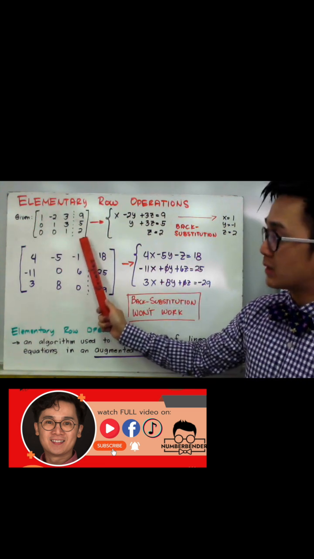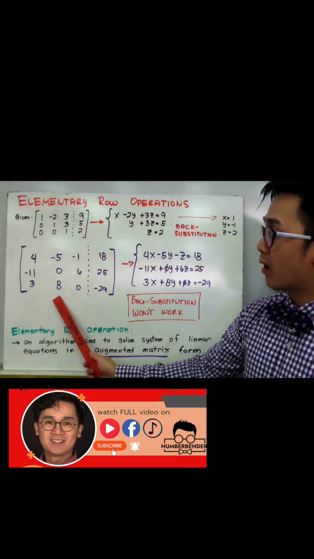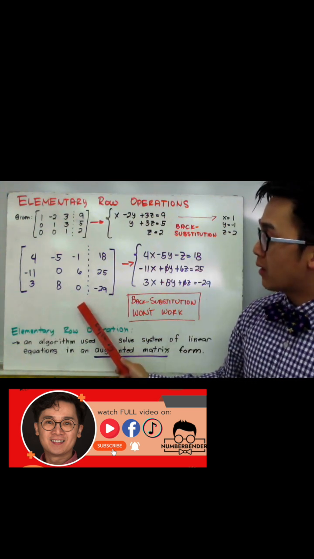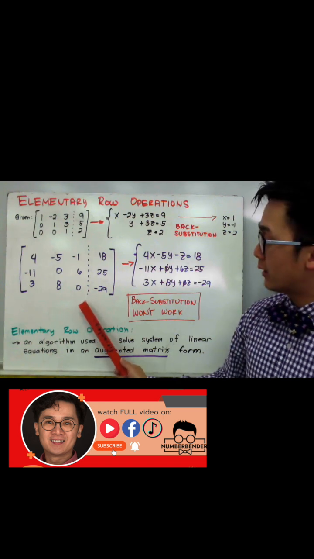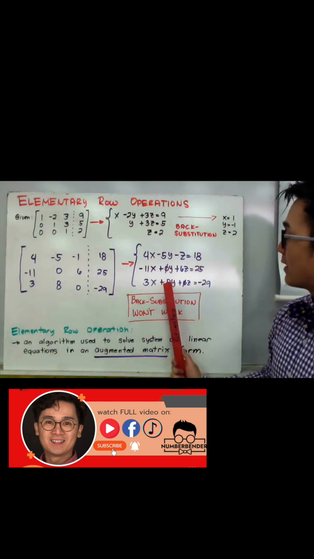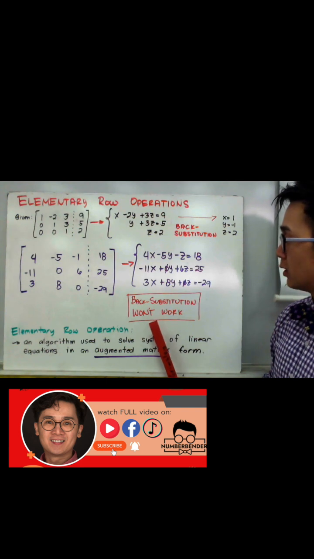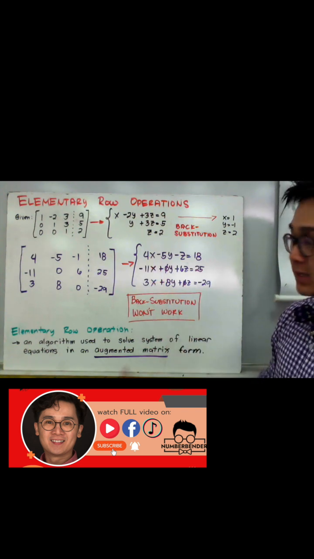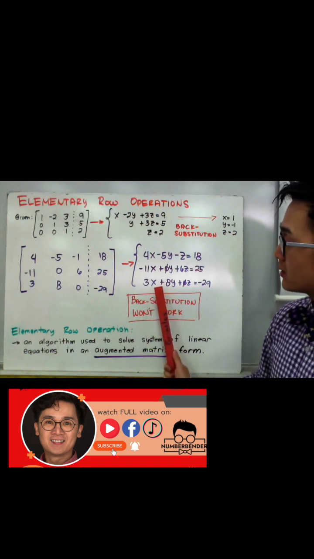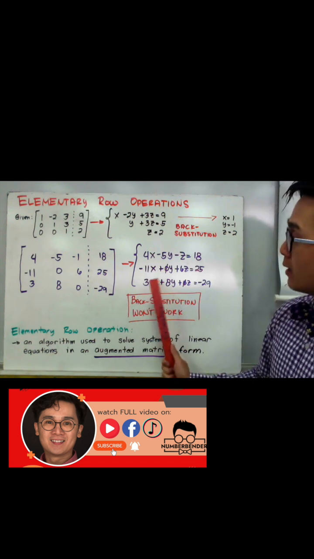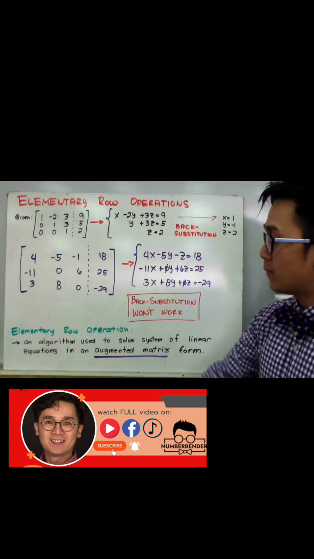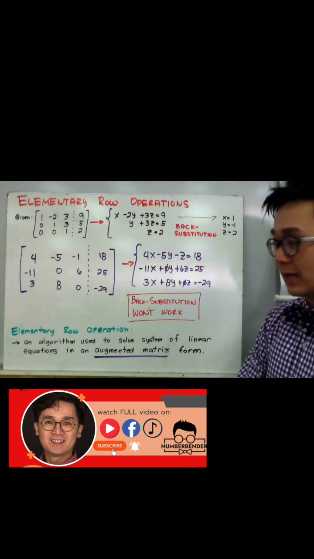Sometimes, or most of the time, the matrices that we are working on are similar to example number 2. Now, in this particular augmented matrix, if we change this into a linear system, you will notice that back substitution will no longer work to solve for the solutions of our linear system. So when this particular matrix is given, the other way to solve for the solutions of this linear system is using the elementary row operation, which is our lesson for today.